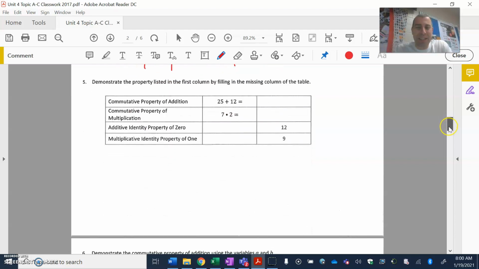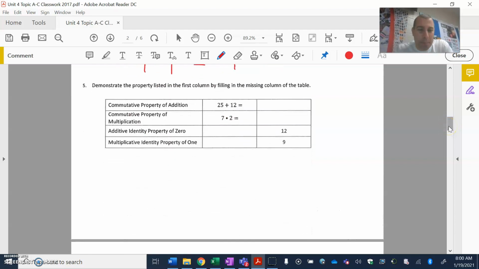All right, so now let's see if we can get some examples here. Commutative, remember commutative properties where we just flip the order around. So instead of 25 plus 12, you'll say 12 plus 25. We're just going to flip it around. It's a bad looking 12 that we got there, isn't it?